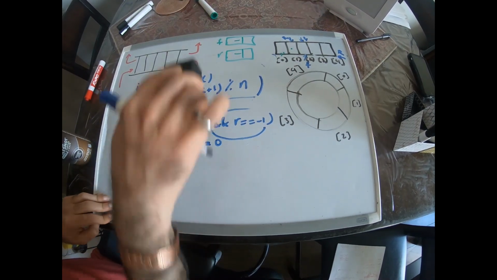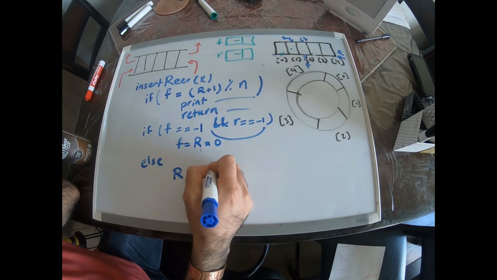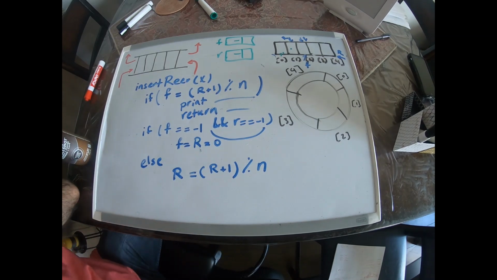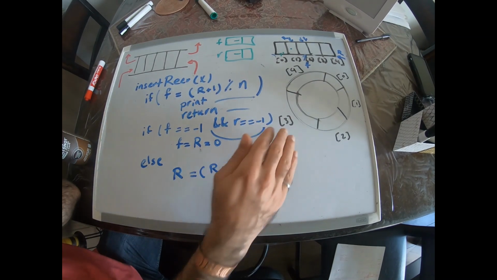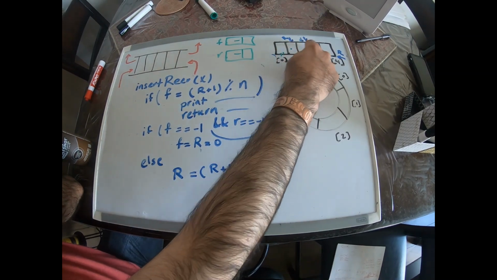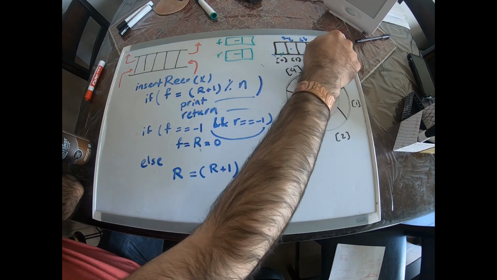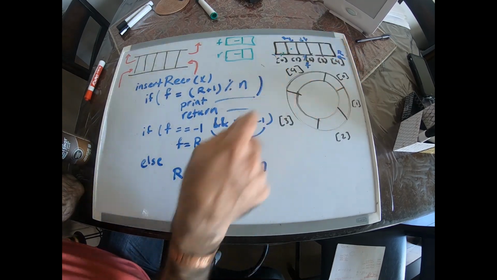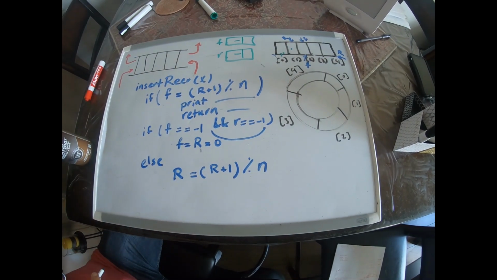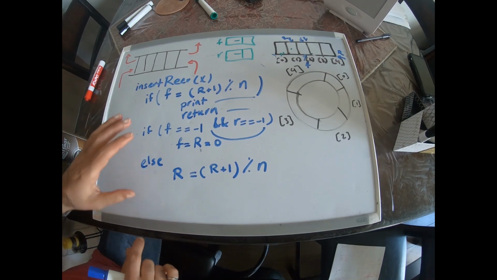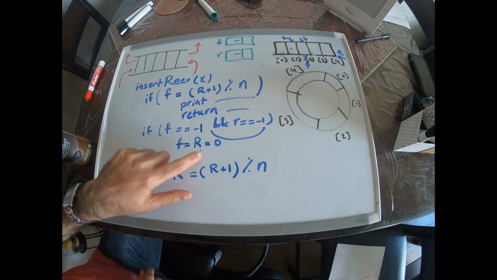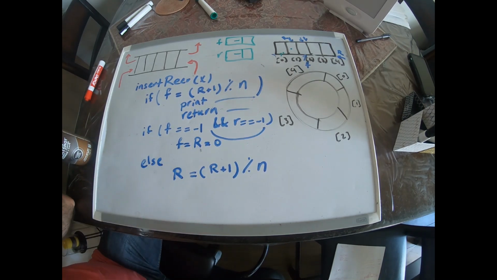We said R is equal to (R plus 1) mod n, right? This is gonna be similar to R equal to R plus 1 if R is any of these indexes except the last one. If it is equal to the last one, then R becomes 0. Okay, so that's how we fix the problem. So we found the correct values for front and rear.